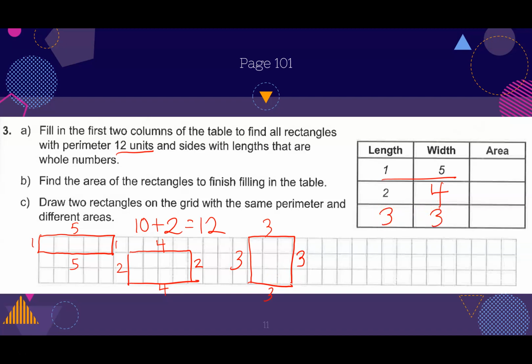Next, calculate the area of each. So we can see that the first one has 5 square centimeters. 1 times 5 is 5. 2 times 4 is 8, and 3 times 3 is 9. And we can see that confirmed with our drawings. We have done part A and part B together. Now try part C on your own.